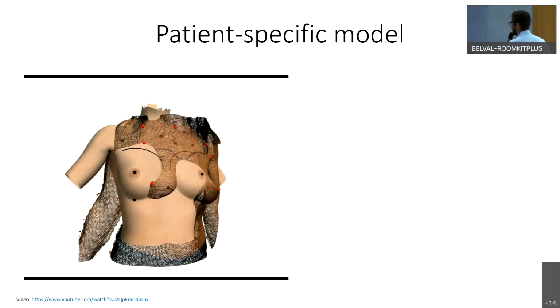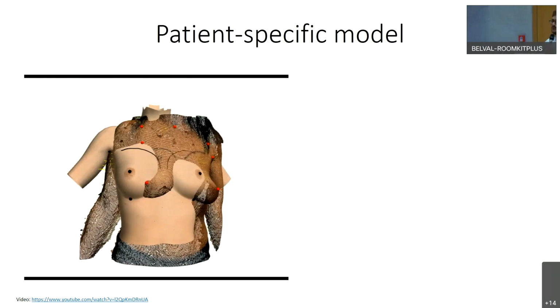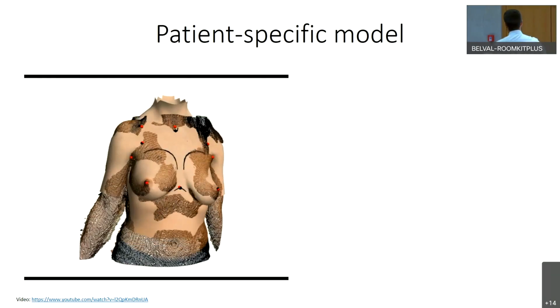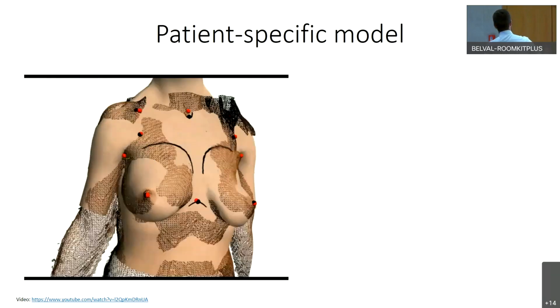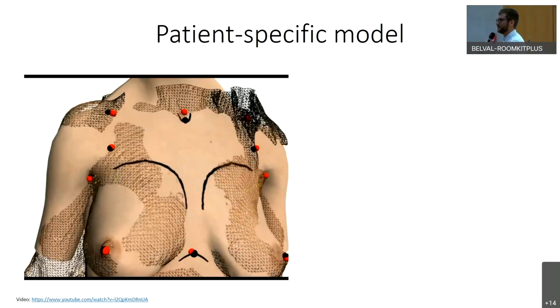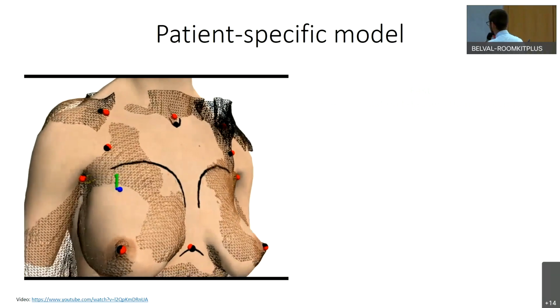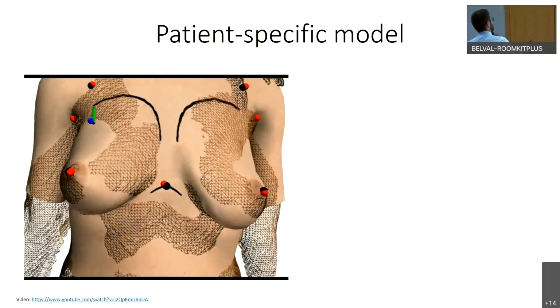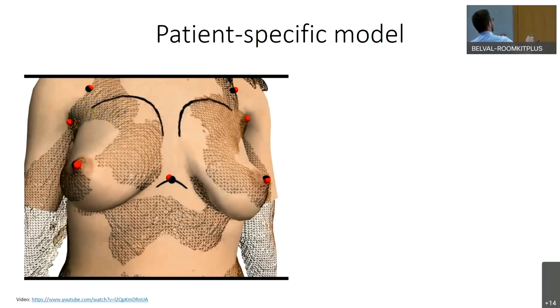Then we take our model and we deform it to fit the patient's scan. As you can see, it is quite fast. It takes less than 3 seconds, and we are able to predict the adapted drawing on the patient. We can also see that we have a pretty good match of the anatomical landmarks and also on the surface.